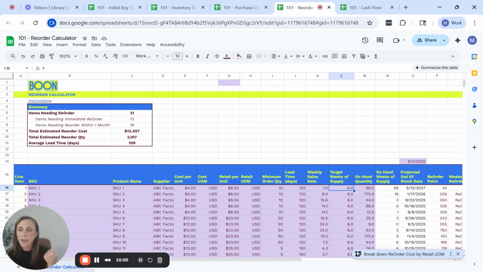Depending on the product type and the amount of lead time you have, I can adjust this. That's how much we want to hold in essentially safety stock. And then you're dropping in the quantity on hand. So how much do you currently own today? That will generate how many weeks of supply you have.